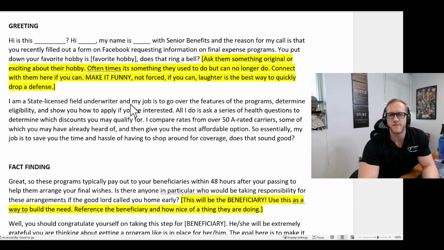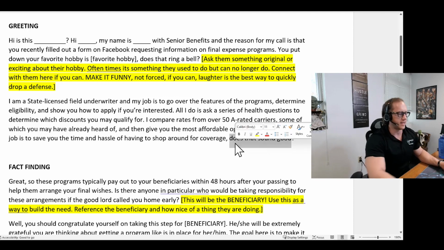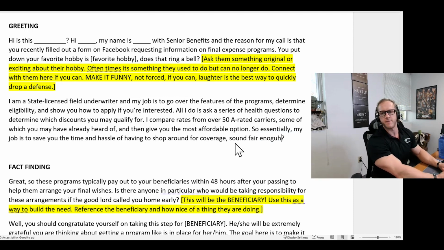I'm a state licensed field underwriter, and my job is to go over the features of the programs, determine your eligibility, and show you how to apply if you're interested. All I do is ask you a series of health questions to determine which discounts you may qualify for. And I compare rates from over 50 A-rated carriers, some of which you probably already heard of, and then give you the most affordable option. So essentially, my job is to save you the time and hassle of having to shop around for coverage. Does that sound good? And what I would like to put here instead now is sound fair enough.